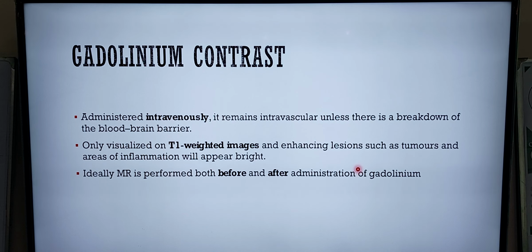What are the image enhancement techniques that are used in MRI? First is gadolinium contrast. In CT scan, we used iodinated contrast. Here we use gadolinium contrast. So gadolinium is administered intravenously. It remains intravascular unless there is a breakdown of the blood-brain barrier in case of trauma. It is only visualized on T1 weighted images, and it enhances lesions like tumors and areas of inflammation. Ideally, MR should be performed before and after contrast, and the two images should be compared.